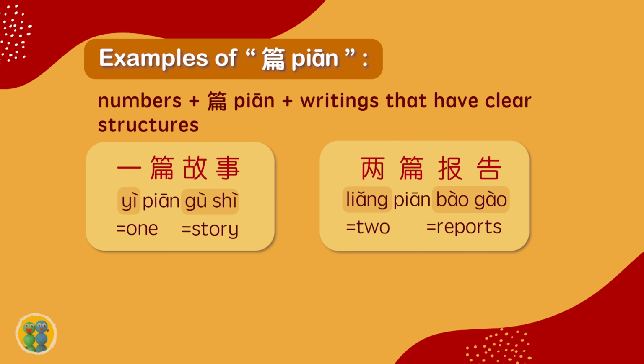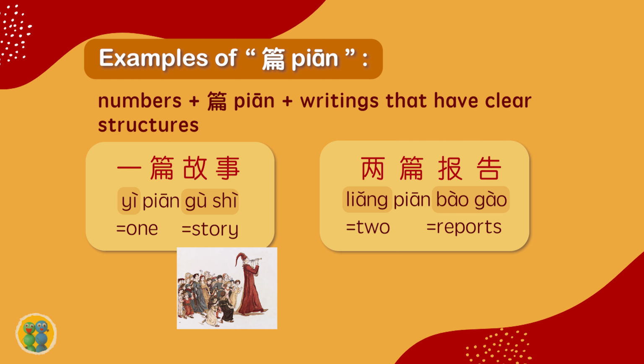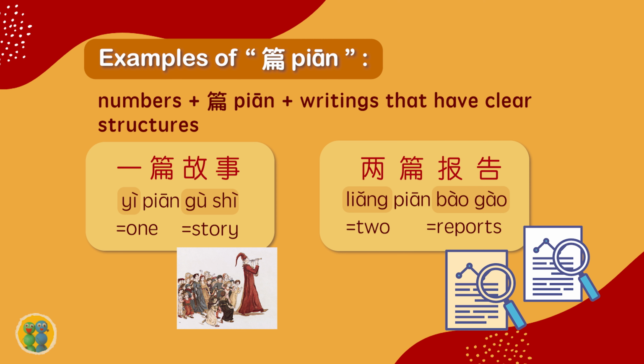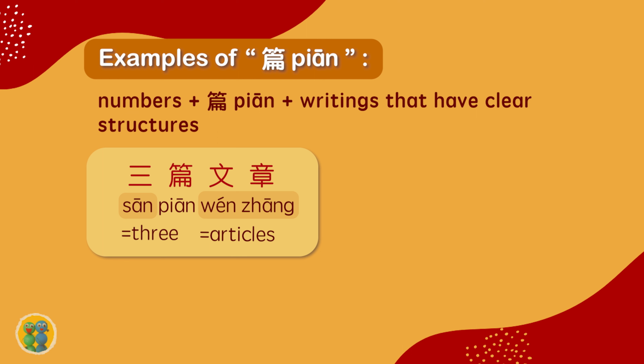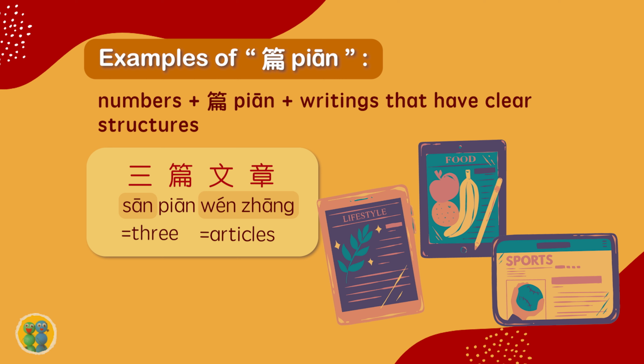Examples of 篇. 一篇故事. It means one. 故事 means story. 两篇报告. 两 means two. 报告 means reports. 三篇文章. 三 means three. 文章 means articles.